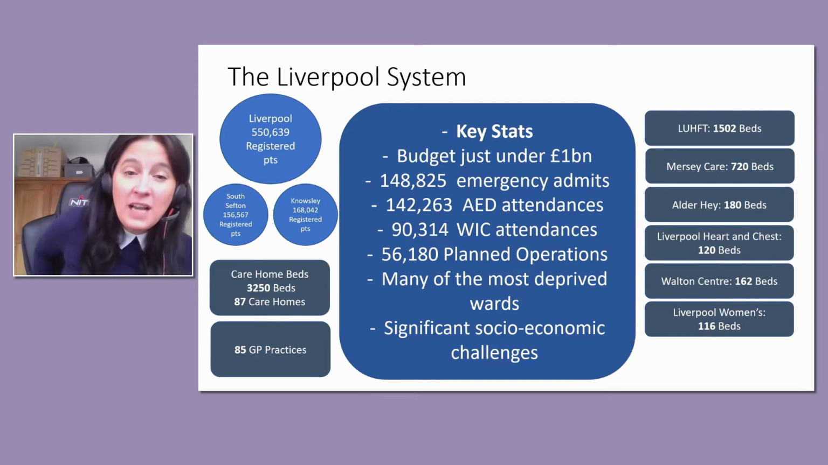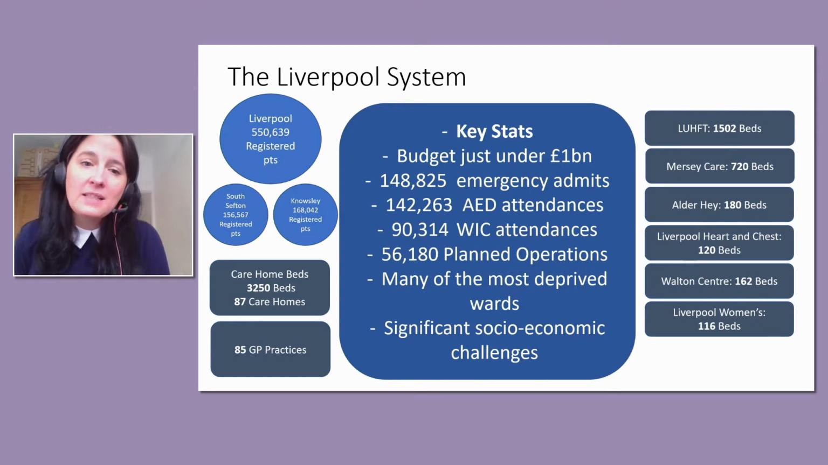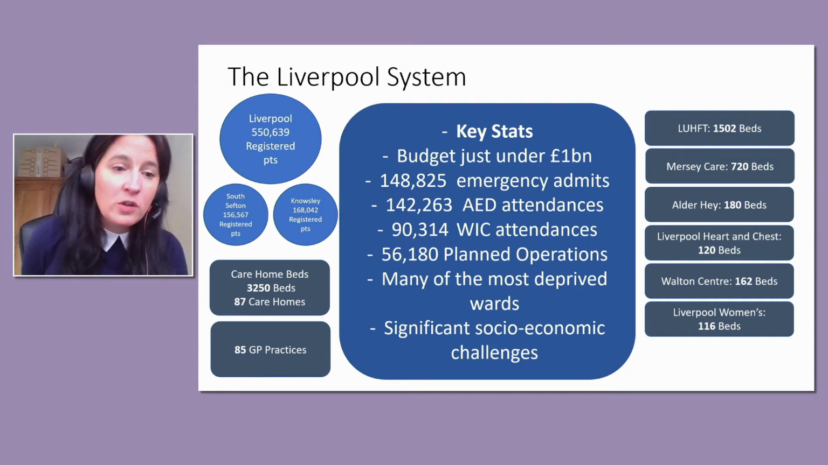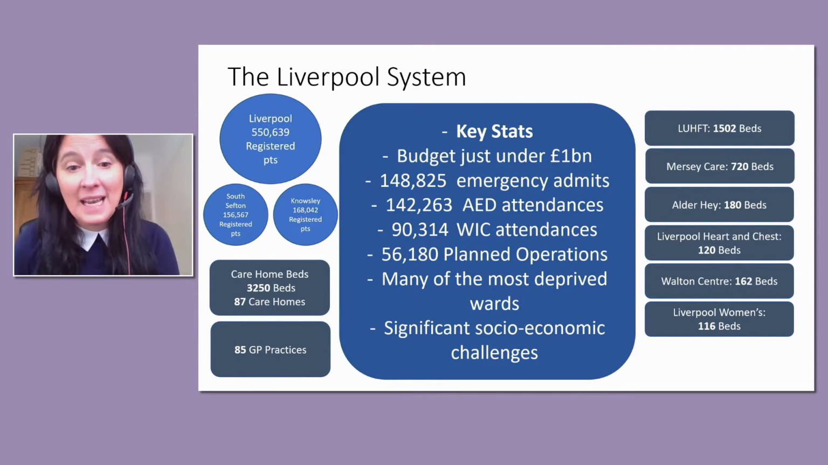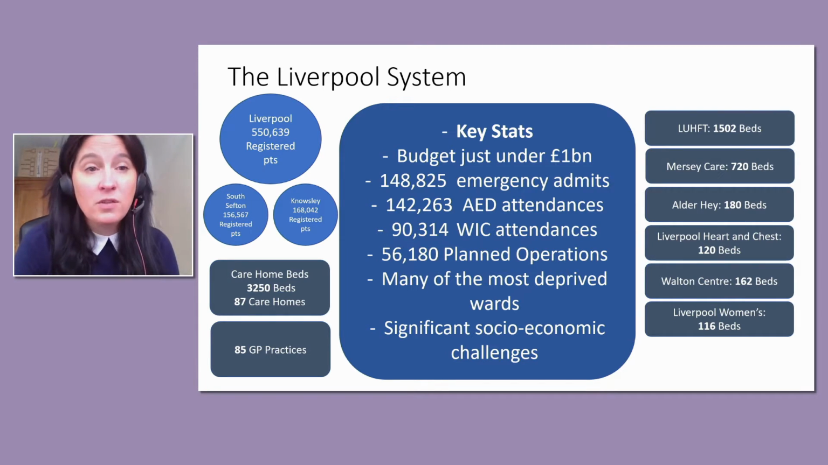Okay, so Arne kind of gave a nod to this, but in terms of the key stats for Liverpool, it's a complex health system. We've got a lot of providers, a lot of hospital trusts and specialist trusts. We've also got 85 GP practices, a lot of care home provision, and a budget of just under £1 billion to allocate. There's also a lot of deprivation, and with that, some significant health and socio-economic challenges in the city. So there's quite a lot to go at in terms of our decisions on what we do.